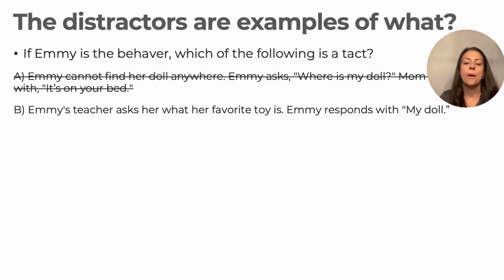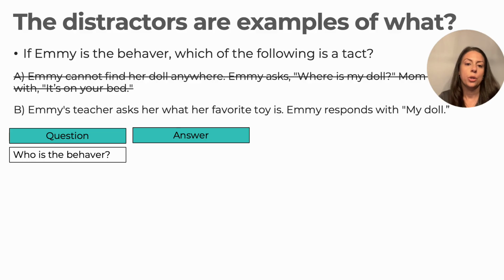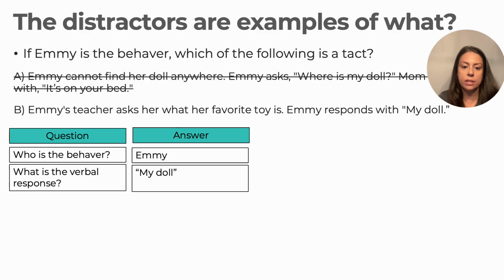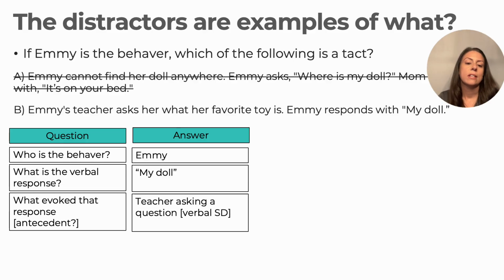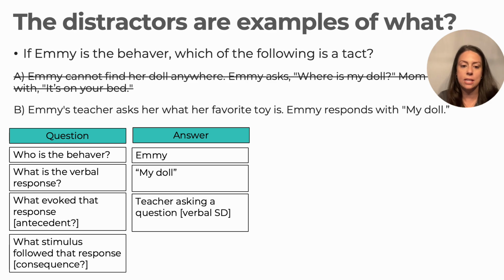Emmy responds with, "My doll." So let's go through that same process. Who is the behavior? Emmy. What's the verbal response? My doll. What evoked that response? The teacher asking a question, which would make it a verbal SD.